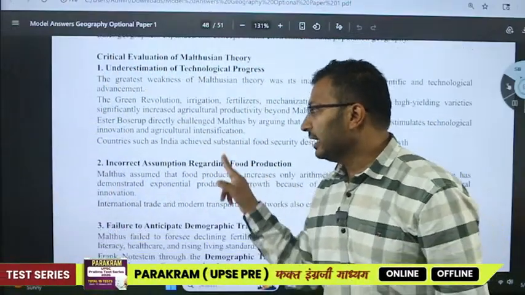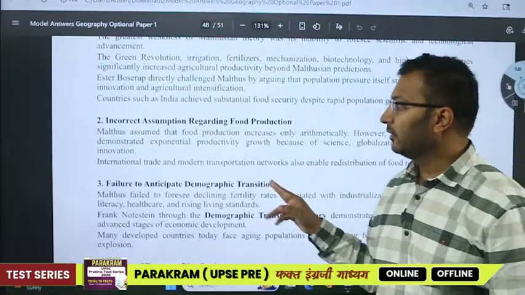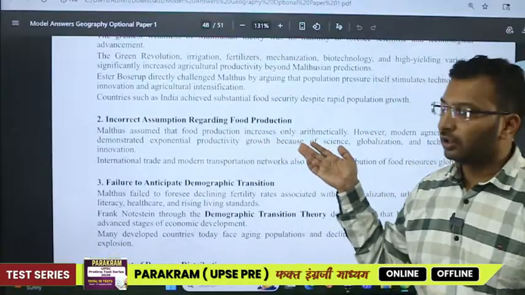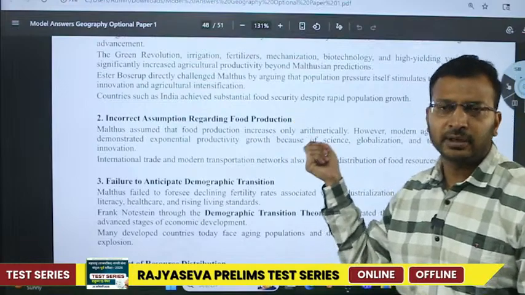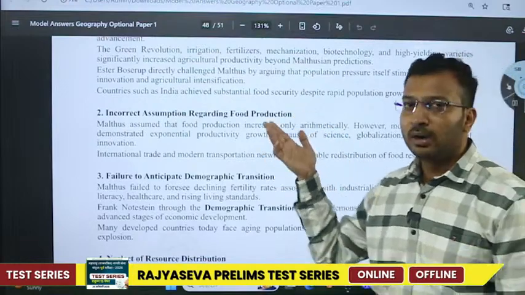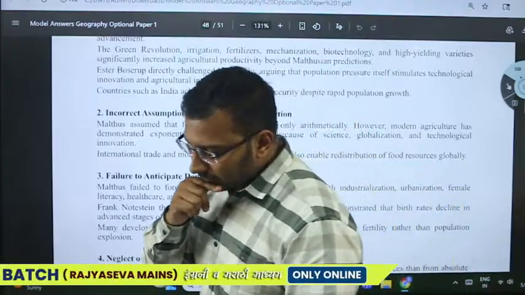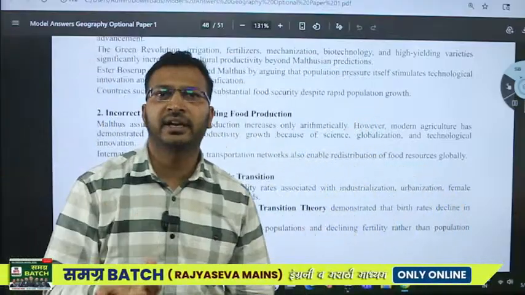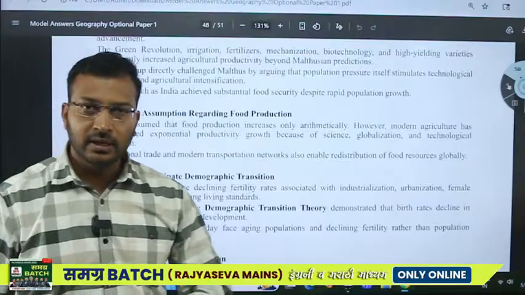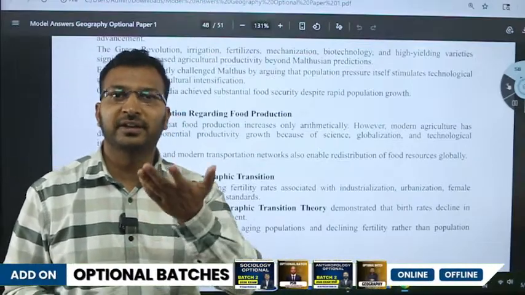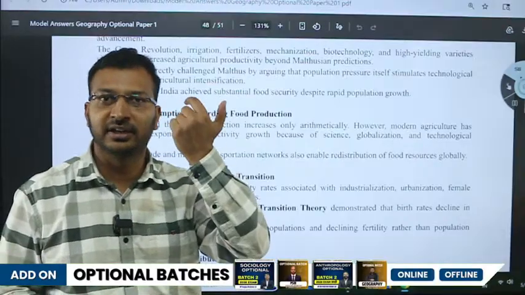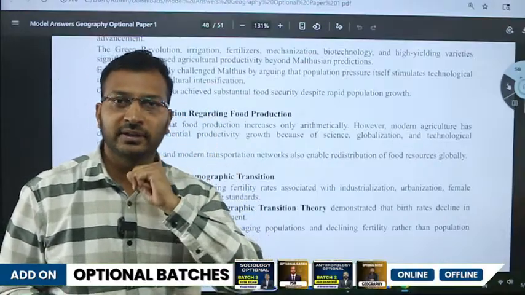Then second, incorrect assumption regarding food production. As I've just said, he claimed that food increases only arithmetically. But no, it can be increased by international trade and markets as well. For example, the moment onion prices shoot up in India and inflation rises, that means the availability of onions is less in India.